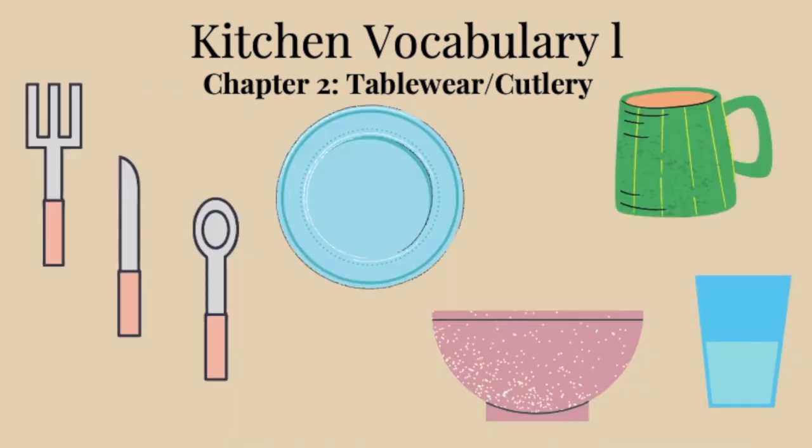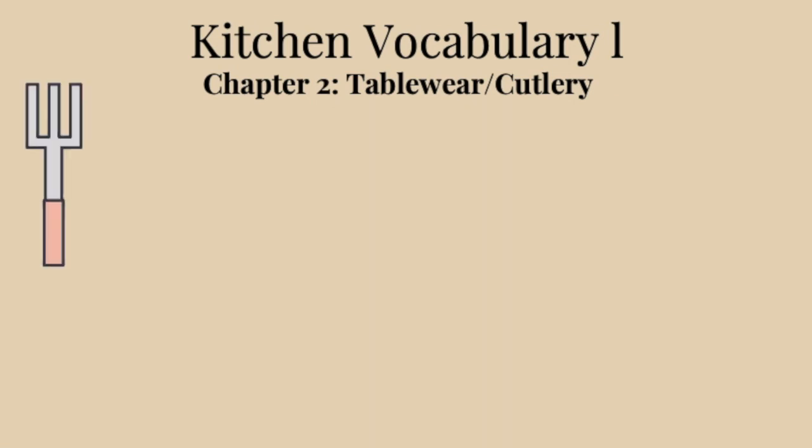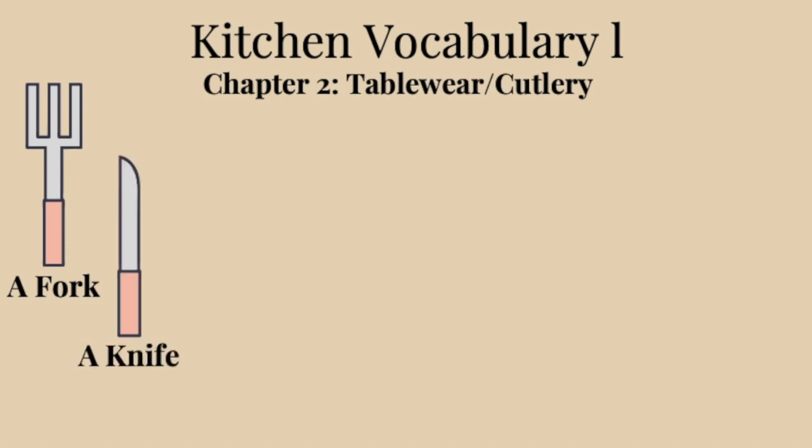Tableware and cutlery. Do you recognize any of these tableware or cutlery? If not, no problem. Let's get started. The first tableware or cutlery is a fork. Repeat, a fork. A knife. Repeat, a knife. A spoon. Repeat, a spoon.